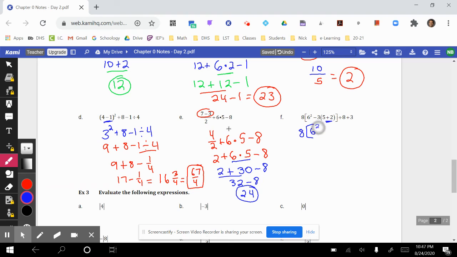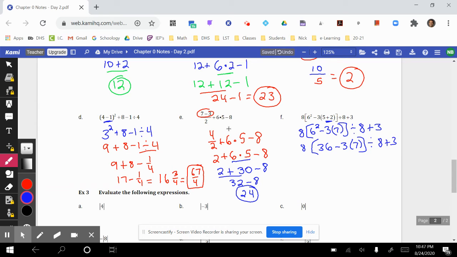So we're going to get 6 squared minus 3. 5 plus 2 is 7, divided by 8 plus 3. Next we have our exponent, right? We have 6 squared here, so we're going to take care of that next. 6 times 6 is going to give me 36, minus 3 times 7, divided by 8 plus 3.